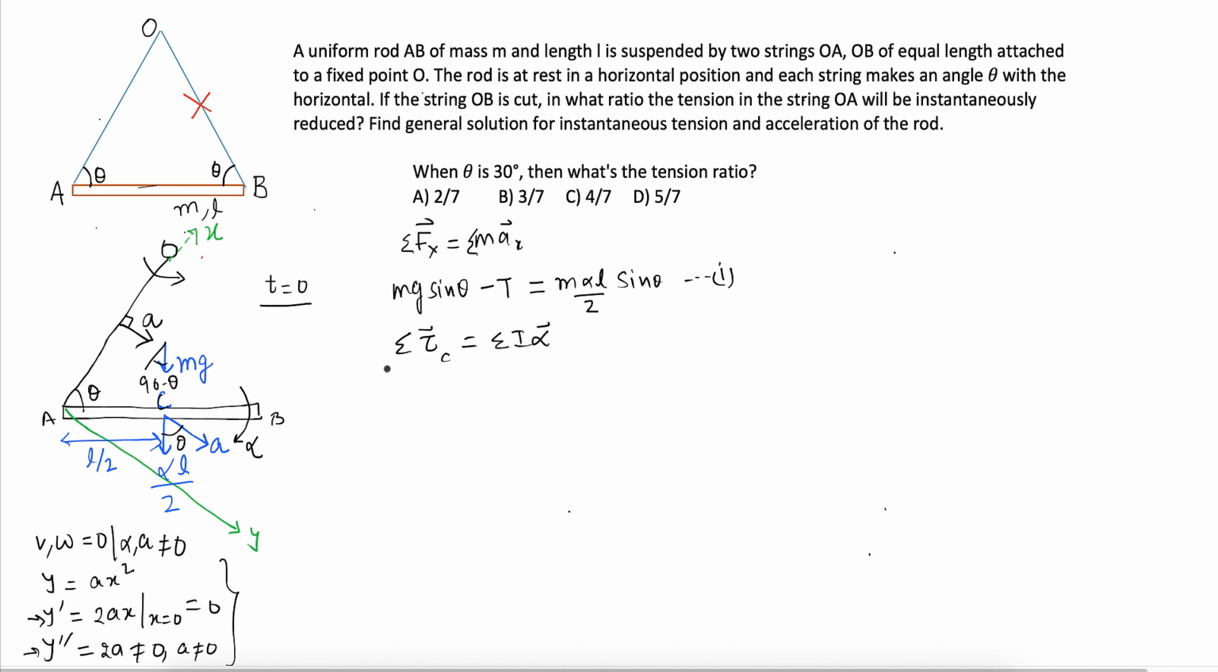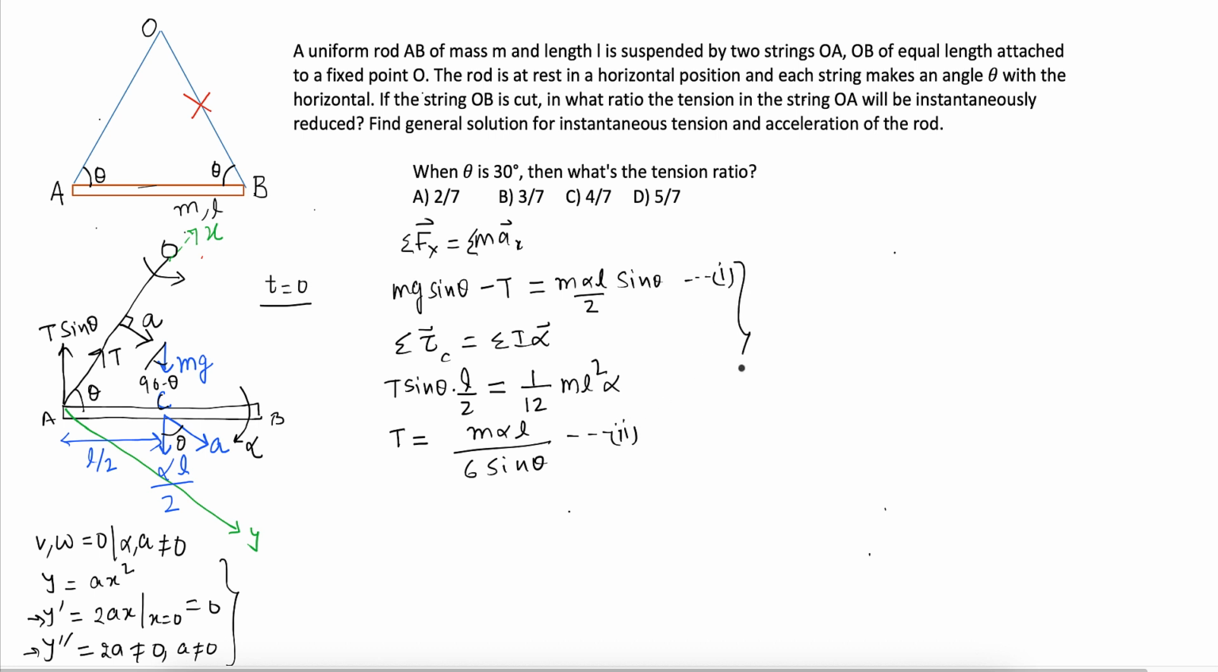And the torque here is only due to this tension, let's say T, and the component of T in this direction is T sine theta. Since mg is passing through C, there is not going to be any torque because of that. Hence T sine theta into L by 2 should be equal to I alpha, and I here is 1 by 12 mL square into alpha. Therefore we get T equal to m alpha L by 6 sine theta. Let's call it equation 2.